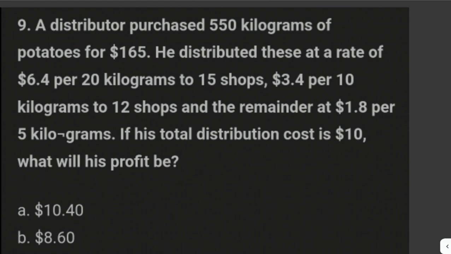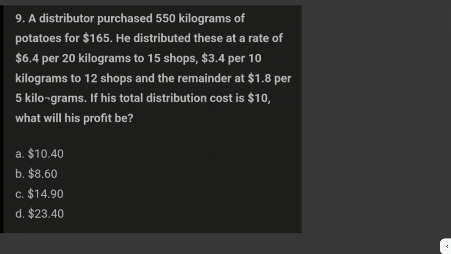A distributor purchased 550 kilograms of potatoes for $165. He distributed these at a rate of $6.4 per 20 kilograms to 15 shops, $3.4 per 10 kilograms to 12 shops, and the remainder at $1.8 per 5 kilograms. If his total distribution cost is $10, what will his profit be?